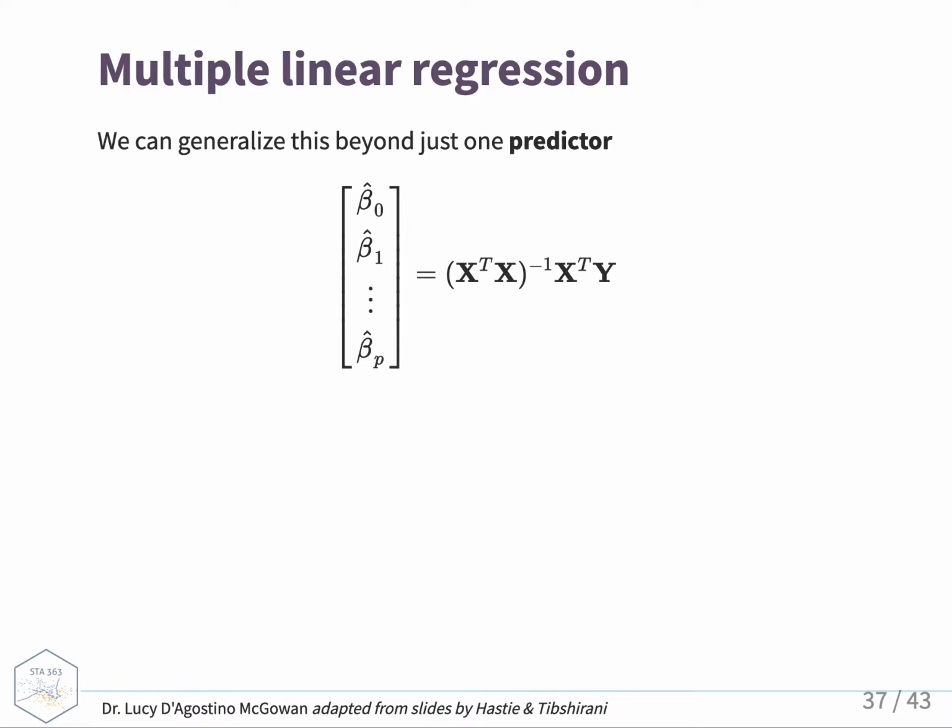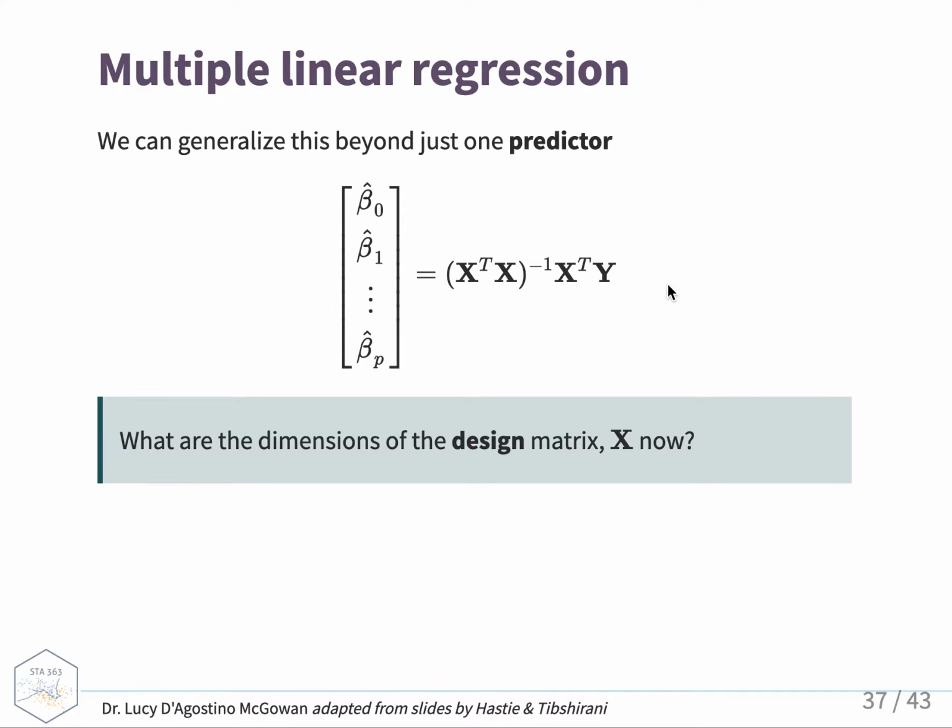this beyond just one predictor. So we can have p predictors, in fact, so from beta 0 all the way to beta p, and we're still going to end up with this same equation, (X^T X)^{-1} X^T y. And so what do you think the dimensions are of the design matrix X now?